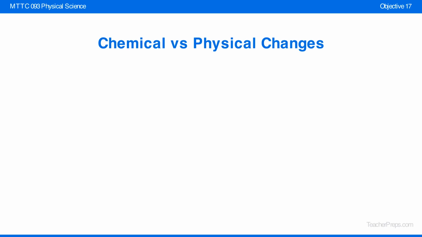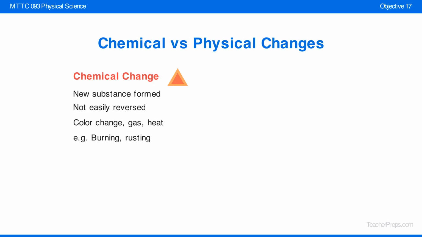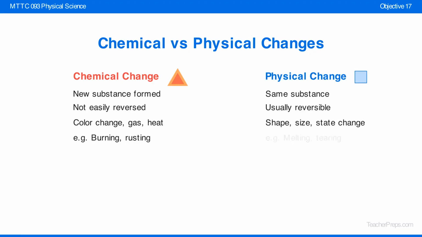Moving on to Objective 17, Chemical Changes. A chemical change produces new substances with different properties from the original. How do you know a chemical change has occurred? Look for these signs: a color change, gas production or bubbling, a precipitate forming, which is a solid forming in a liquid, energy being released or absorbed, which you might notice as a temperature change or a new odor.